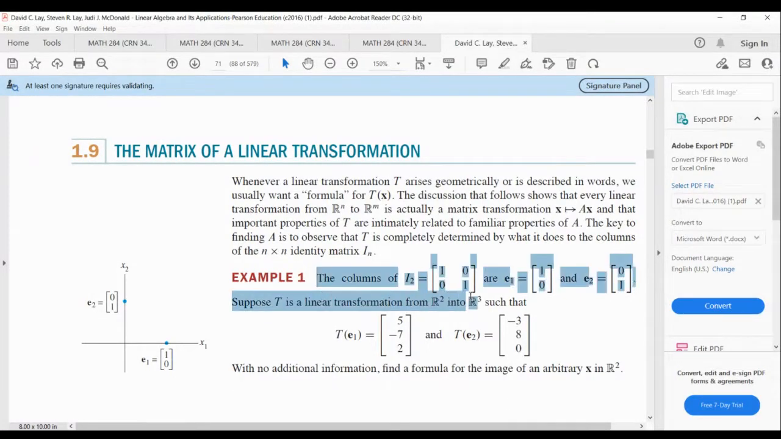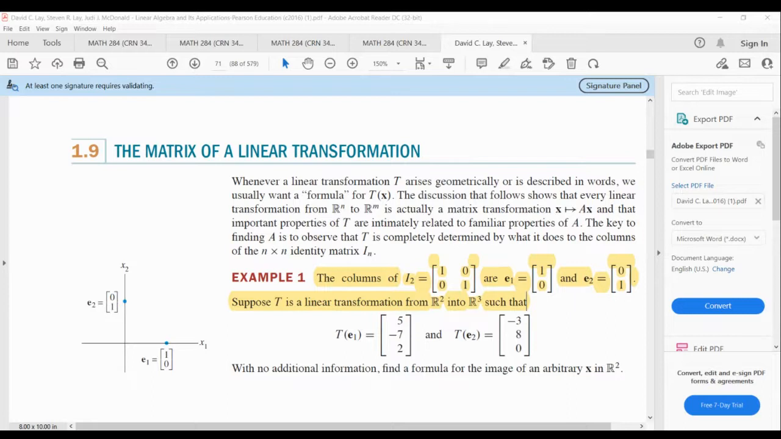So there is a matrix here in example 1 that they call I sub 2. I sub 2 has columns 1, 0, 0, 1, and we call that matrix I an identity matrix. Whenever you have a square matrix whose diagonal contains ones and all of the other values in the matrix are zeros, that's called an identity matrix.